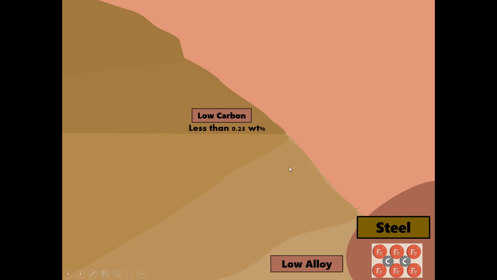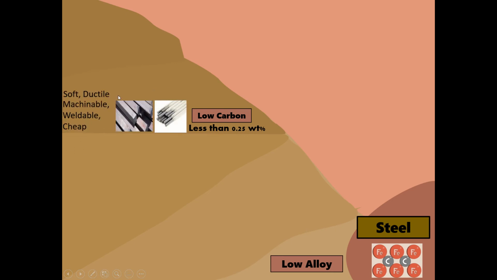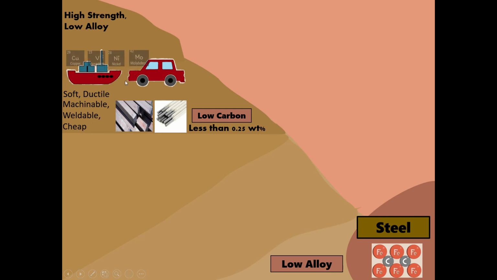For low alloy steel, again, the strength or the property of steel depends on the concentration of carbon. When I talk about low alloy, we have low carbon steel, which has less than 0.25% weight of carbon. They are soft, ductile, machinable, and weldable at the same time. They're cheap, and they are mostly used in parts of ships and cars.